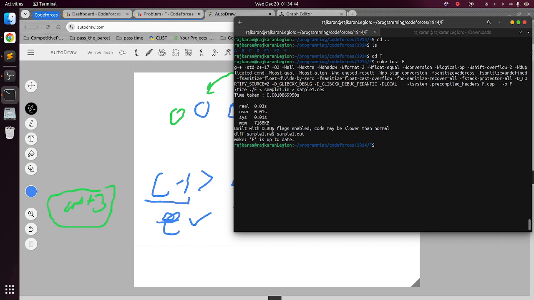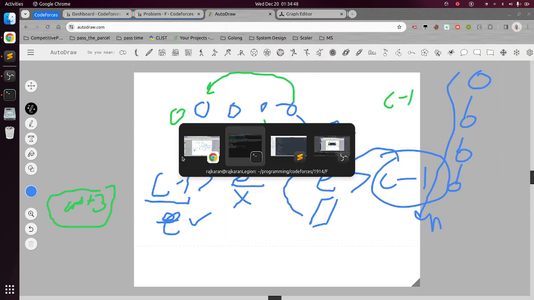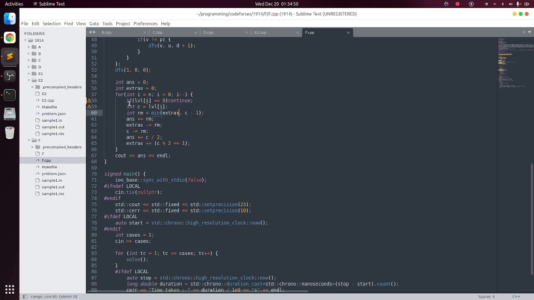Yeah, it's passing all the test cases. So what I have done is, you go to that level, and if it is empty, continue. Then you have the number of nodes at that level, and then what you have to remove, or basically what you have to merge. So you have to merge the minimum of extras and c minus 1. You create extras because at that particular level, if the count is odd, you would have one left which will not be able to pair at that level, and that will contribute to extra. So the answer will be that merged number of teams.